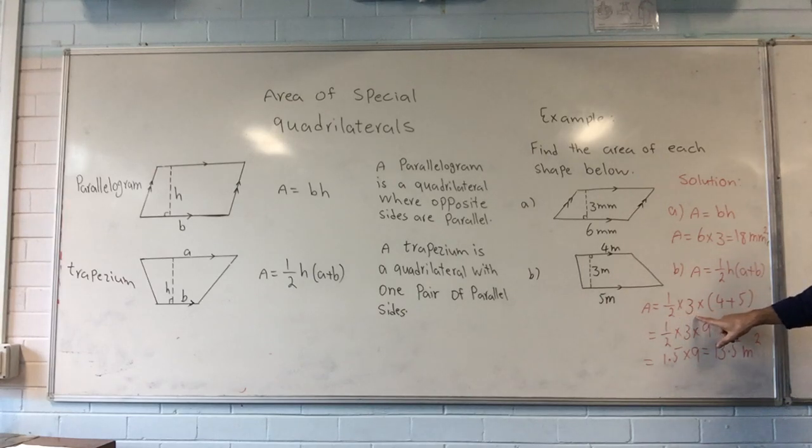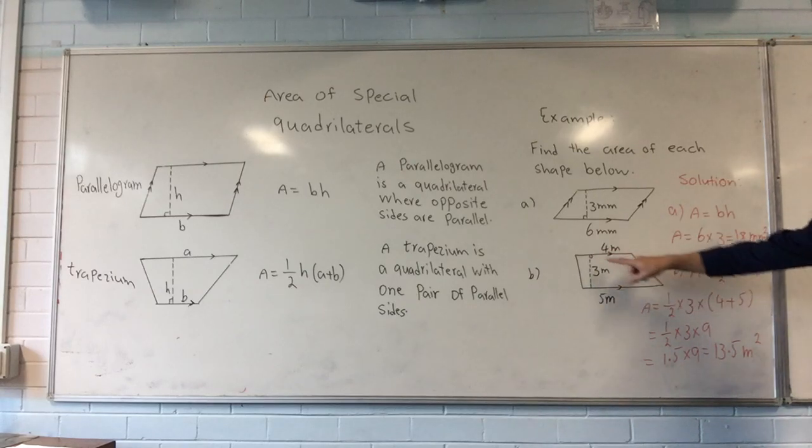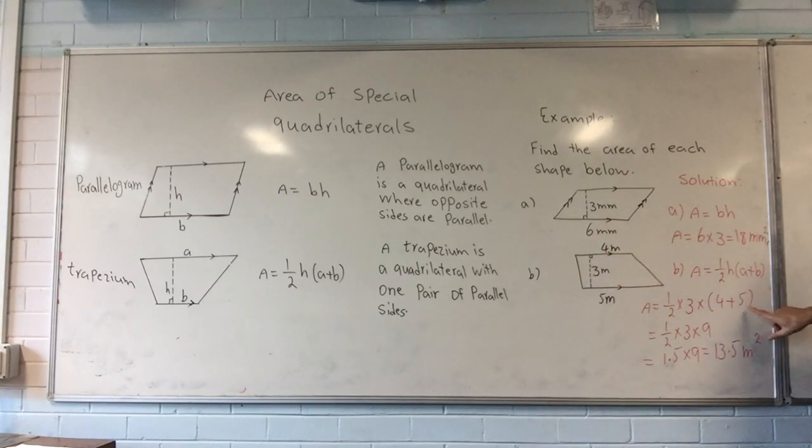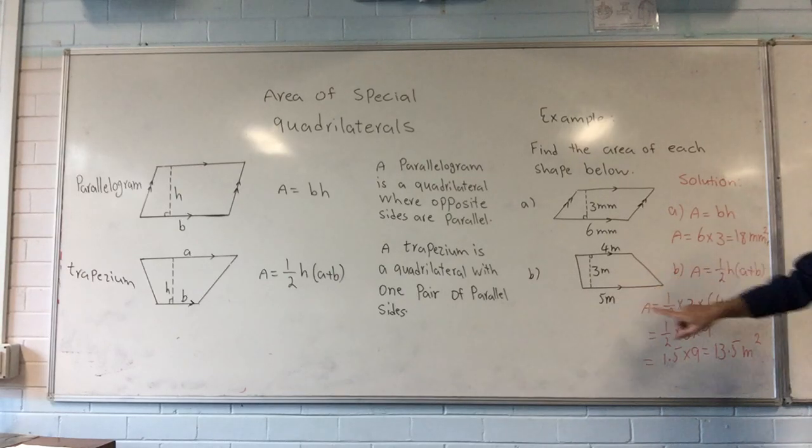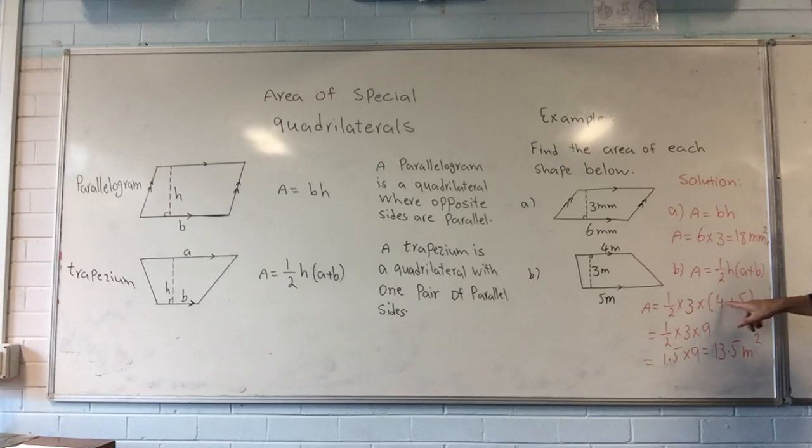Alright, so half times 3 times bracket 4 plus 5. That's A, that's B. 4 plus 5. Or as I said, you could have done that as A, then you write 5, then plus 4. 5 plus 4 is the same as 4 plus 5. It doesn't affect your answer.